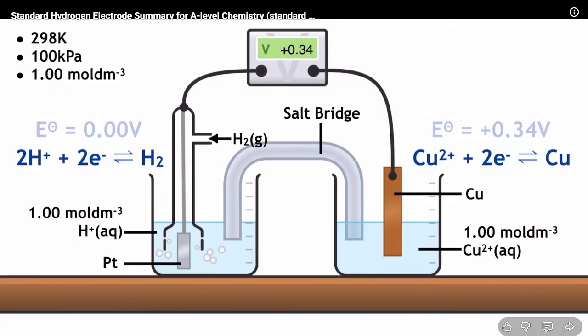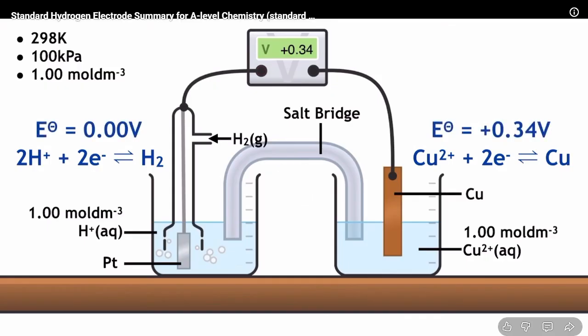Okay, so which is the cathode and which is the anode here? The cathode is copper because it has a more positive reduction potential. So reduction occurs at the cathode. And so the one with the more positive reduction potential will be the cathode. The one with the more negative or less positive reduction potential will be the anode.